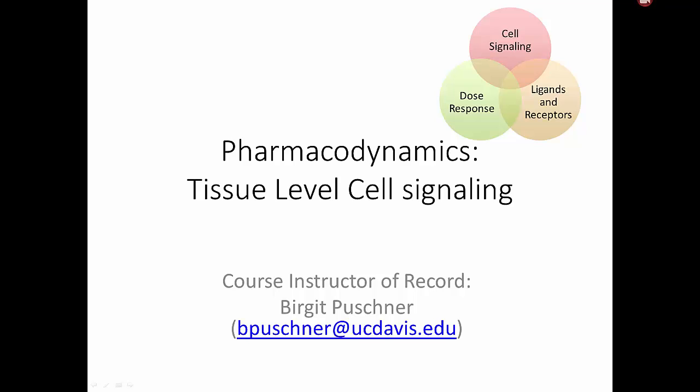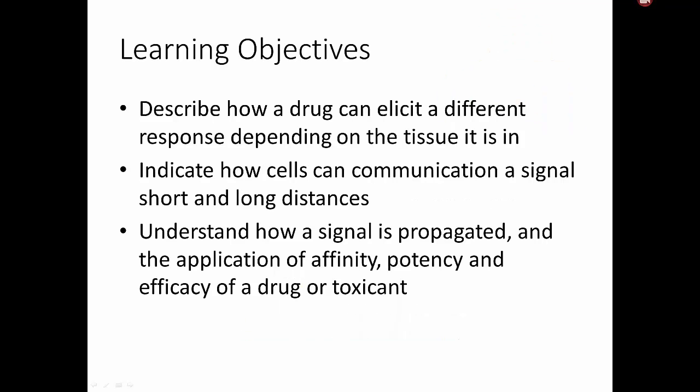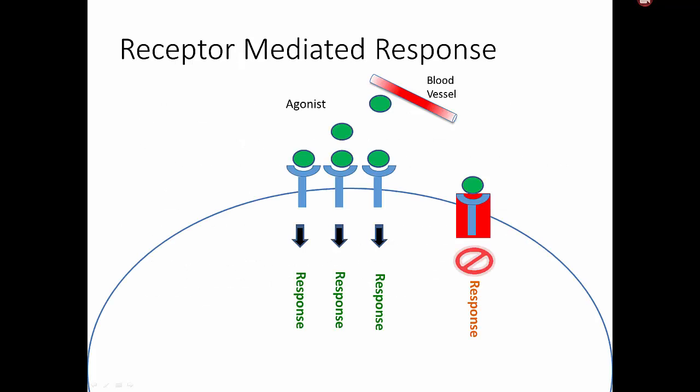In this video, we are going to focus on the study of pharmacodynamics and toxicodynamics in terms of tissue-level cell signaling. The learning objectives for this lesson are to describe how a drug or toxicant can elicit a response from a cell and result in a whole-body response, indicate ways cells can communicate to each other, and tie signal transduction into the properties of a ligand, including the affinity, potency, and efficacy of a drug or toxicant.